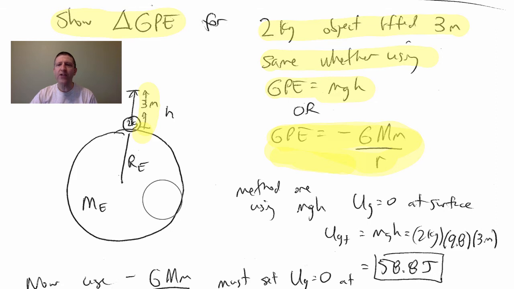So let's go ahead and just use MGH. If we want to use MGH, you've got to set where you want UG to be 0. So let's set it at the surface. So UG final is just MGH. And we got a 2-kilogram mass. We're using 9.8 for g. And let's lift it up 3 meters. So there is our change in gravitational potential energy. That is mg times delta H, 58.8 joules.